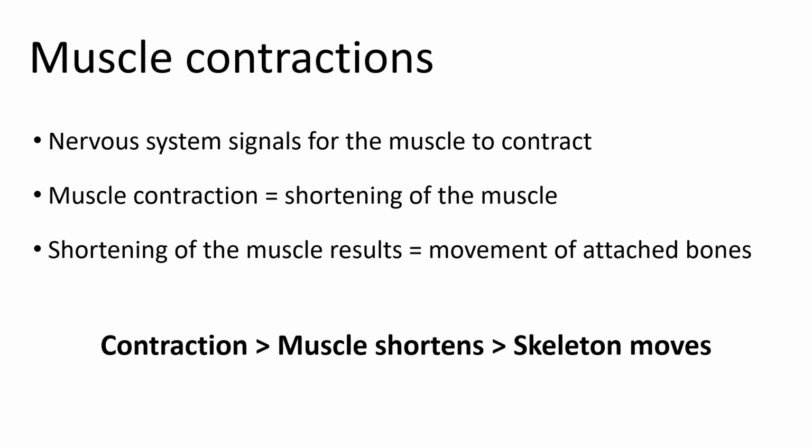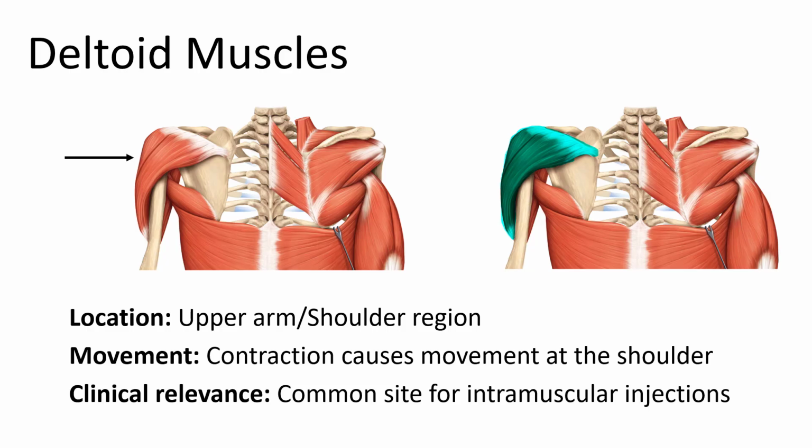Now that we've outlined the basics of muscle contractions, we'll move into identifying several key muscle groups within the body. The deltoid muscles are the first group which we will identify, and these are a group of muscles which sit on top of the shoulder and wrap around the anterior, lateral, and posterior portions of the upper arm.